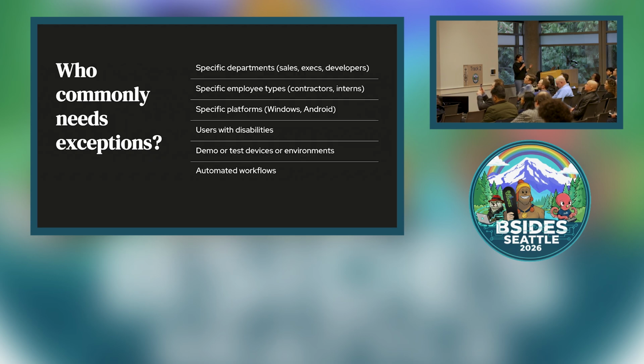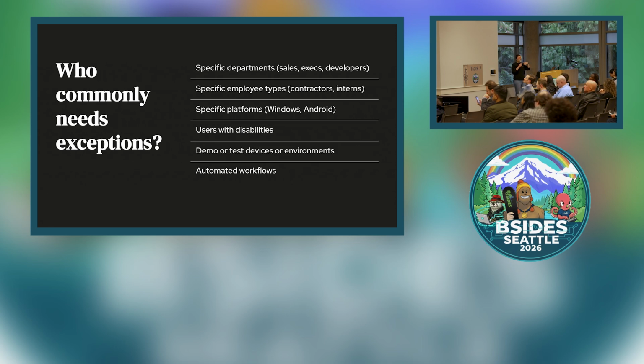So there's lots of reasons somebody might need an exception. Some of the most common ones are around specific departments or employee types. So maybe sales does have an exception to record certain meeting calls or run certain software. Maybe contractors do have an exception around where they can log in from. Specific platforms, so certain devices are allowed to have BYOD or whatever it happens to be. Those are the ones that you think about. There's lots that you don't think about.